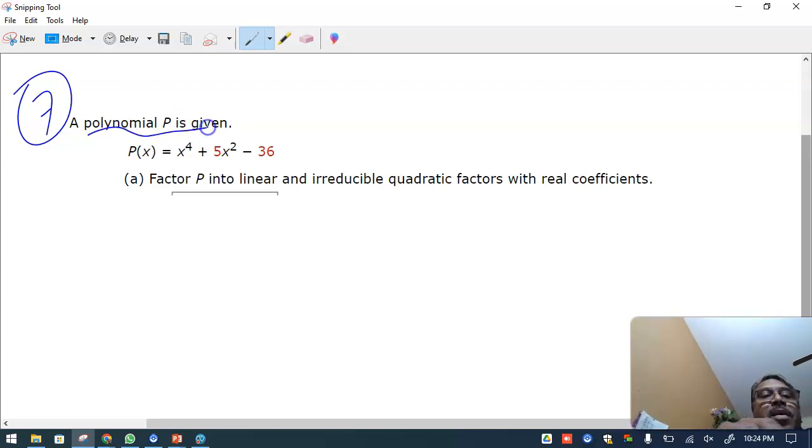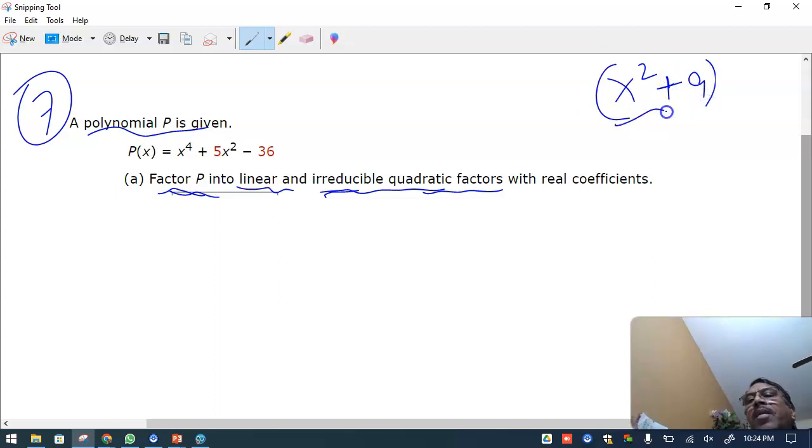Let's look at this polynomial. The question is: factorize the polynomial into linear and irreducible quadratic factors. Now, what is the meaning of irreducible? I'll give you an example, x squared plus 9. Can you factorize this into further factors? No, because this one is already positive. You can't factorize this further unless you want to factorize into complex numbers.